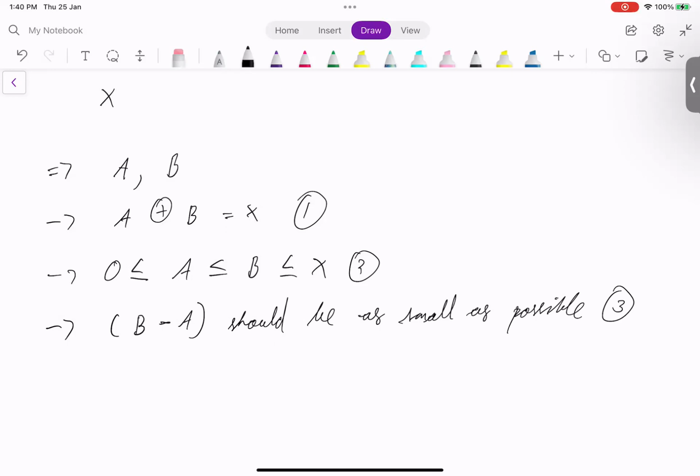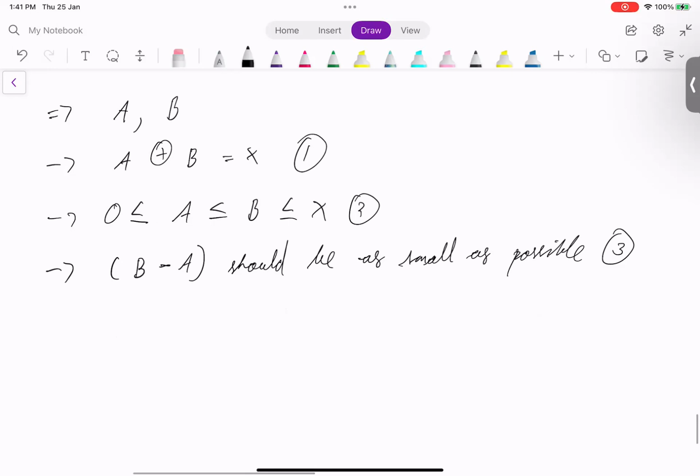A bitwise XOR b should be equal to x. A and b should be in the range 0 to x and a should be less than or equal to b. And b minus a should be as small as possible among all possible a's and b's which satisfy the first two conditions. There can even be multiple a and b values which satisfy all the three conditions. In that scenario, we can print any of them.